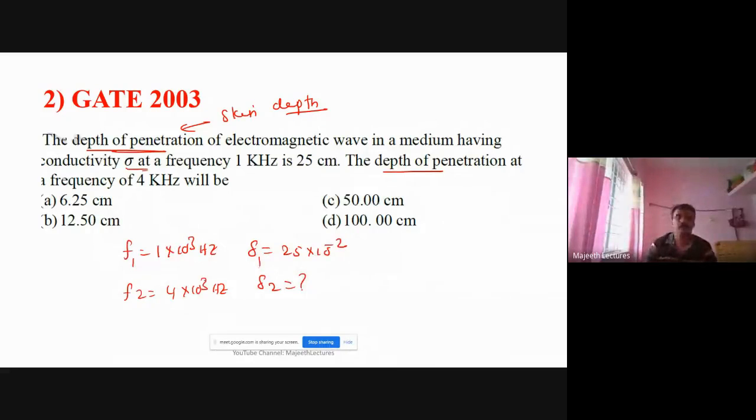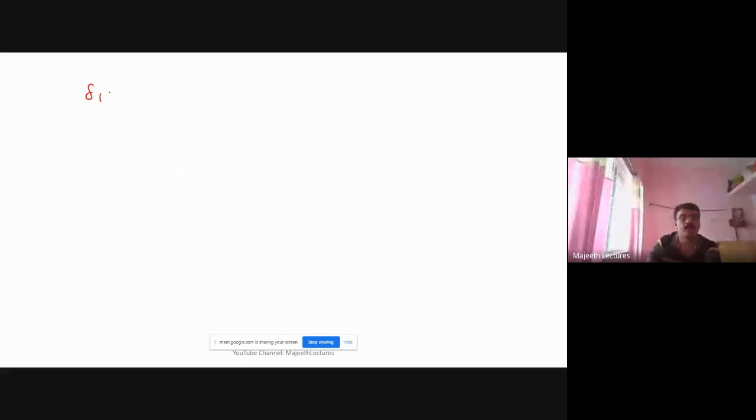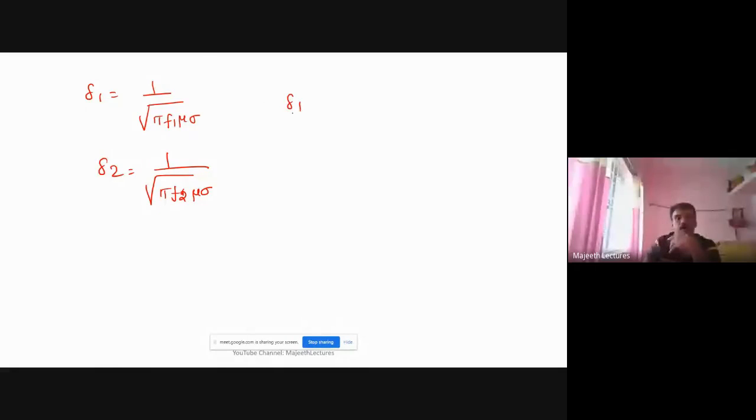So they have depth of penetration for 1 kilohertz is 25. What is the depth of penetration for 4 kilohertz? So we know del 1 is equal to 1 by root of pi f1 mu sigma. Mu will not vary, sigma, right? So similarly, del 2 is equal to 1 by root of pi f2 mu sigma. I want del 1 by del 2. If I do this, what I get is root of f2 by f1, right?